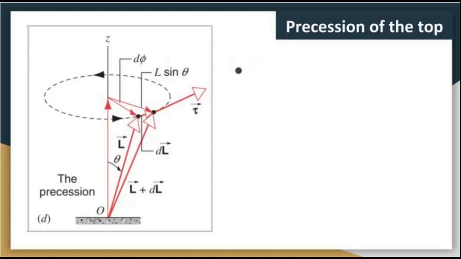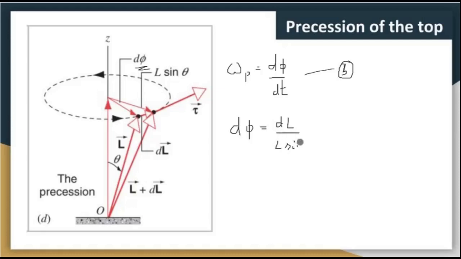Let's determine the angular speed of this motion. In a time dt, this axis rotates through an angle of d phi. So omega p is equal to d phi by dt. From the figure, it is clear that d phi is equal to dL by L sin theta. We know dL is equal to tau dt. So when we substitute this, we will get tau dt by L sin theta. So this is equation number 4.